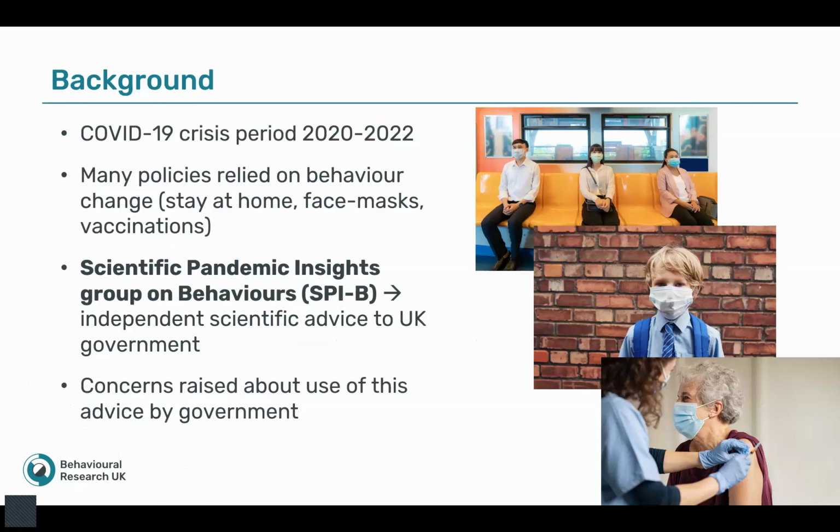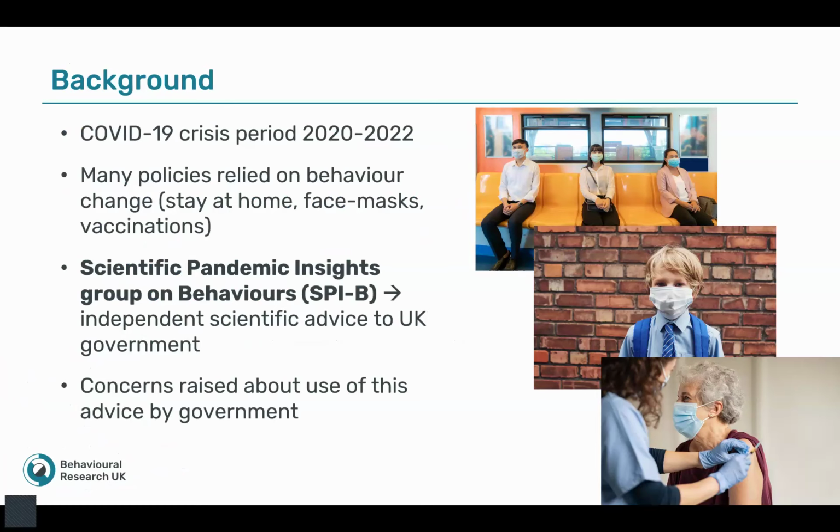So this particular public health emergency doesn't really need much of an introduction. I'm talking about the COVID-19 crisis period of 2020 to 2022. As many of us probably remember, a lot of policies to reduce transmission of the virus relied on public behaviour change. So examples include staying at home during lockdowns or when showing symptoms, using face masks, getting vaccinated, etc.